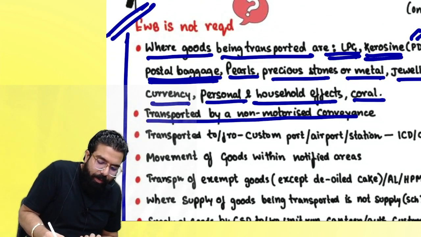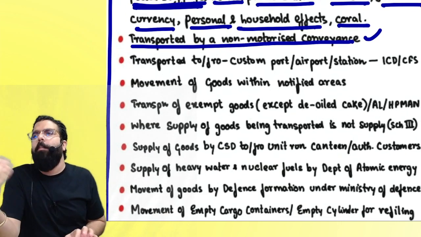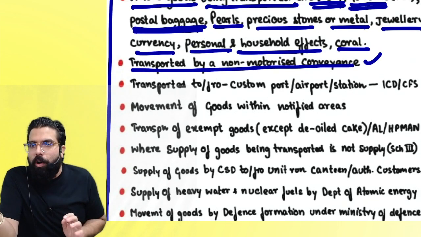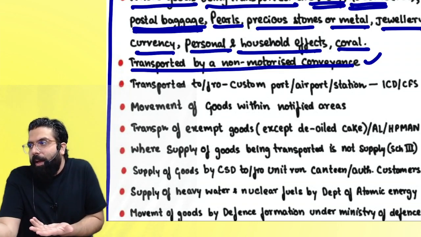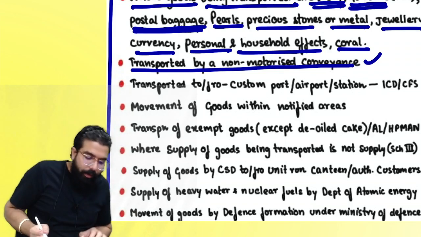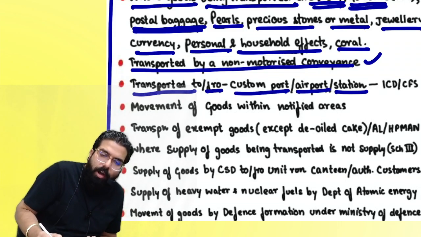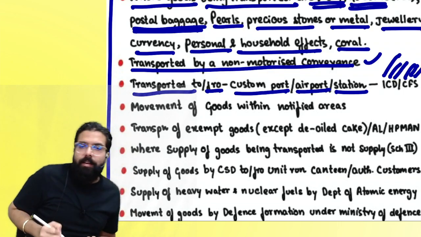Then transportation by non-motorized conveyance, meaning if you are doing transportation by bullock cart, horse cart, etc., then an e-way bill is not required. Why? Because for that you need a vehicle number. Where will you find the vehicle number on a bullock cart? Next, sir, transportation to or from a customs port, airport, or station to an inland container depot or container freight station.